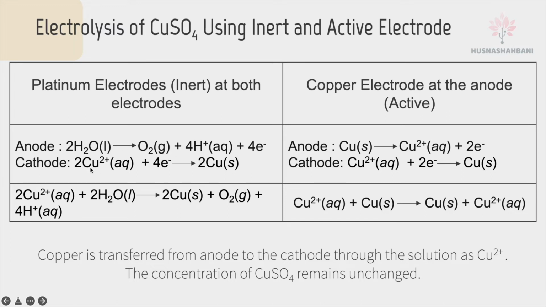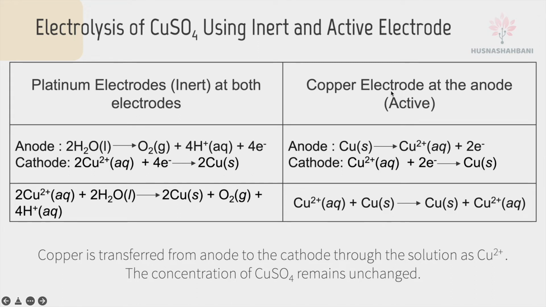at the anode. At the cathode, we compare between Cu2 plus and water, but at the cathode it must be the more positive value of electrode potential. So the more positive value of electrode potential goes to Cu2 plus compared with water. So that's why we choose Cu2 plus to be reduced at the cathode. And then this is the overall redox reaction. That's for inert electrodes at both electrodes.